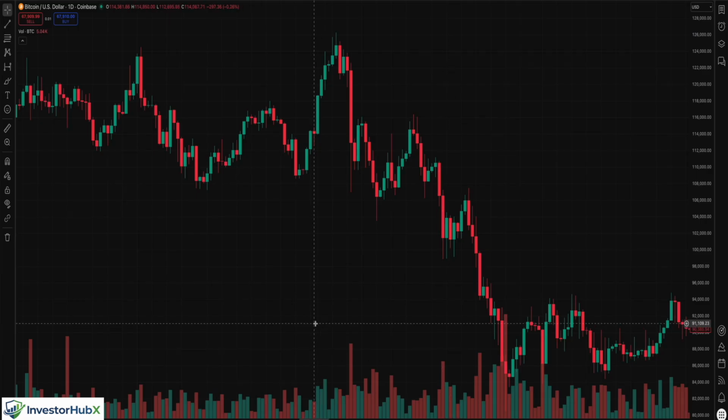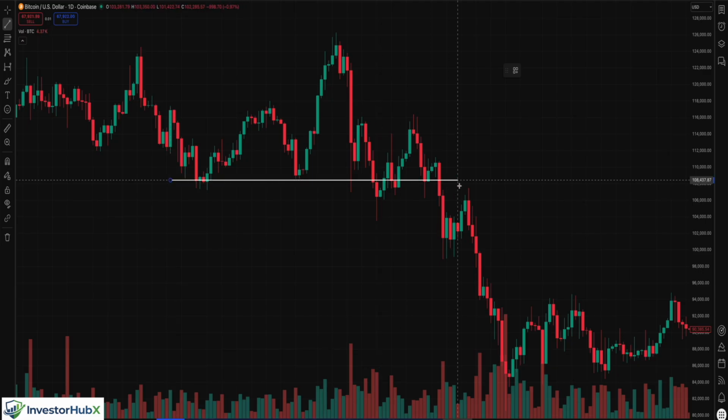Now, let's talk about how to measure the price target of a head and shoulders pattern. This is the Bitcoin chart on the daily time frame, and here we can see a head and shoulders pattern. To measure the price target, first click the line tool and draw a horizontal line on the chart. You can hold the Shift key, then click and drag with the mouse to create a nice straight line. Place this line along the neckline of the pattern.